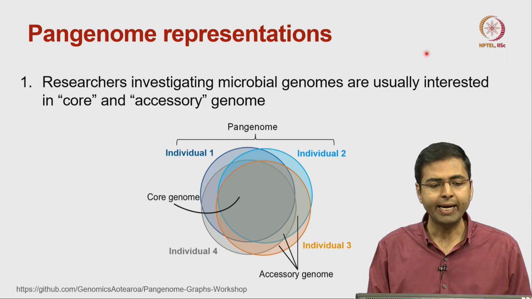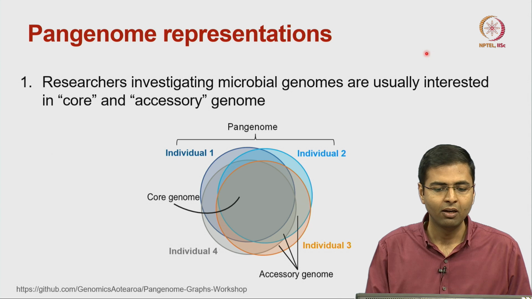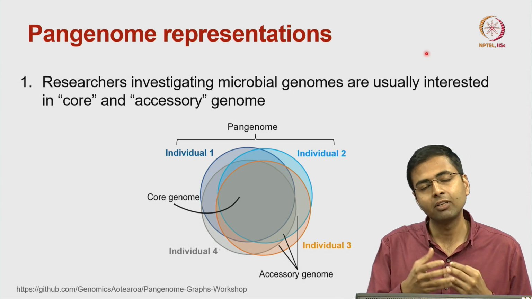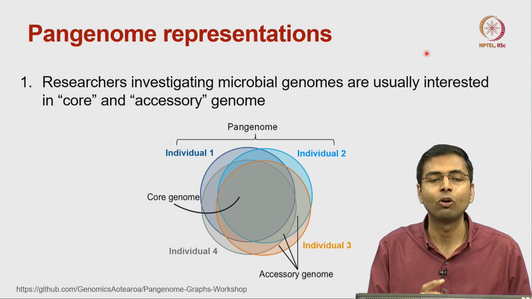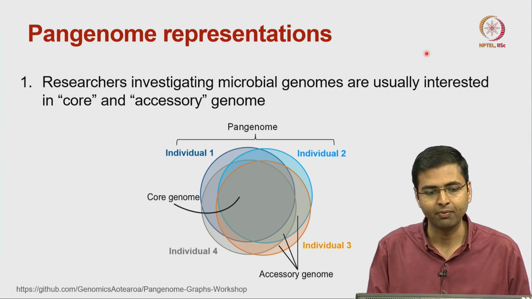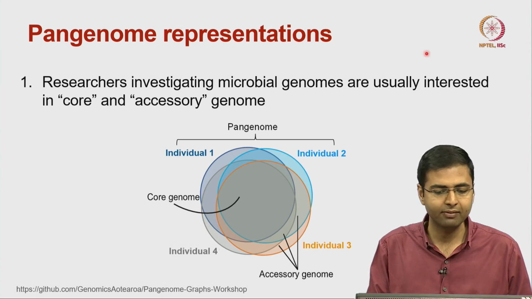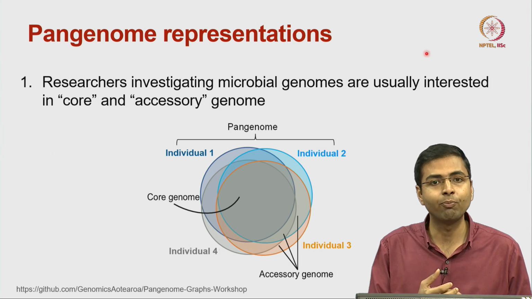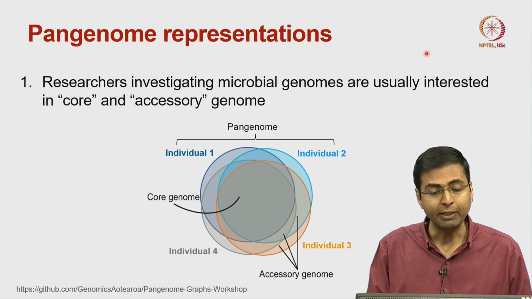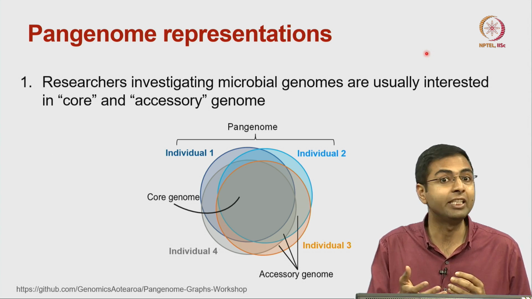Now, looking at the various ways of representing these pangenomes, we will find that in the literature people have been using different ways of representing them based on the application they are addressing. One of the simplest ways of representing a pangenome is simply using a Venn diagram, where we can analyze the genome sequences of multiple individuals. This is more popularly done in the context of microbial genomes, where different genomes tend to have different sets of genes.